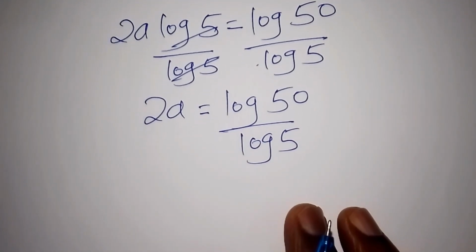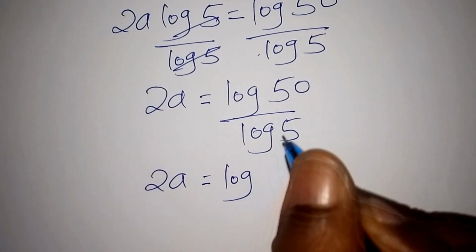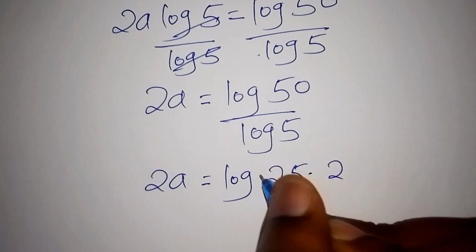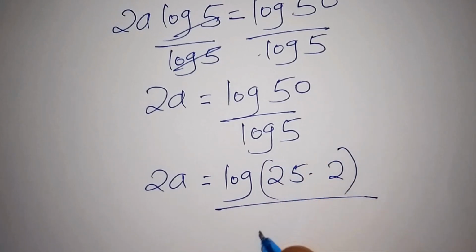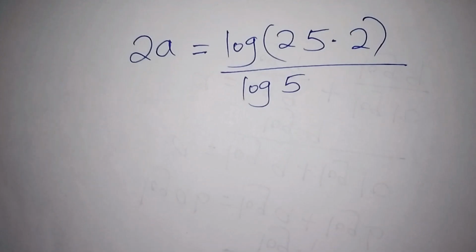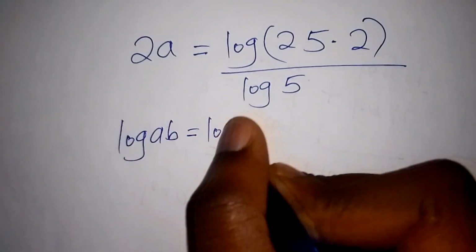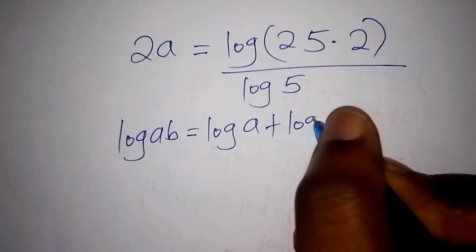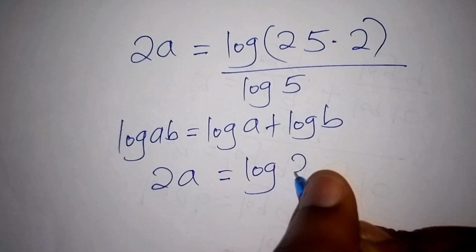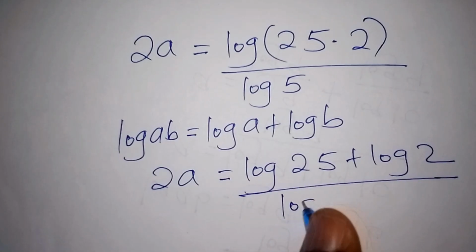Here let's simplify this maths problem by having 2a equal to the log of 50, which can also be written as the log of 25 multiplied by 2, all over the log of 5. You can remember that if we have the log of a times b, this can also be written as the log of a added to the log of b. So we shall have 2a is equal to the log of 25 plus the log of 2, all over the log of 5.